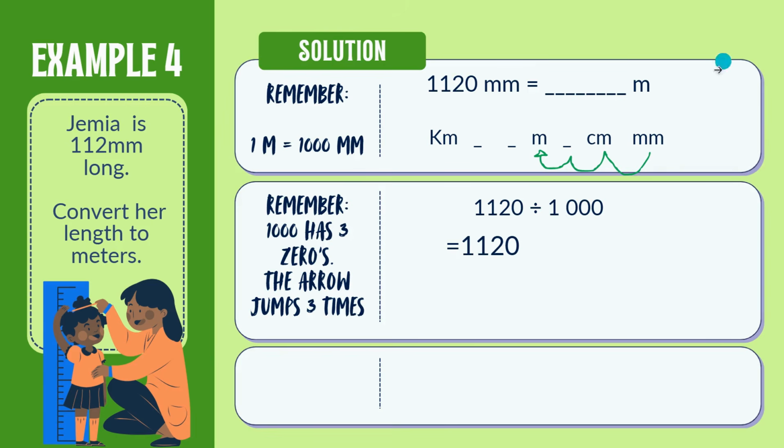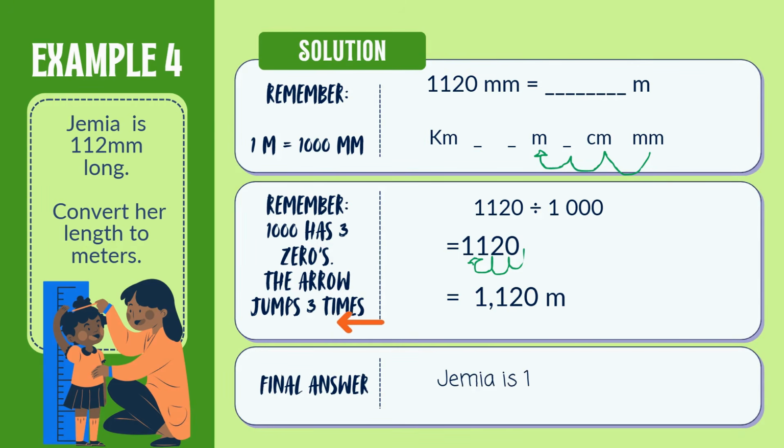Or your comma jumps from behind the number. Remember, there's no comma, so the comma hides behind. Your comma jumps now from the right to the left. 1, 2, 3 times. It is now jumping from the back to the front. It stands now in between the two ones. So this is 1,120 meters. So your answer will be Jeremiah is 1,120 meters long.